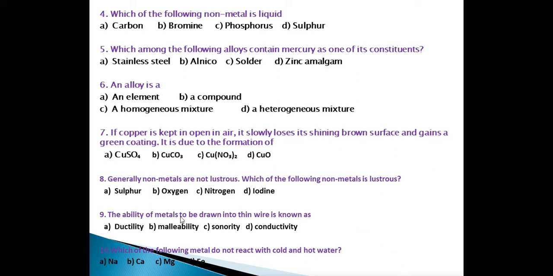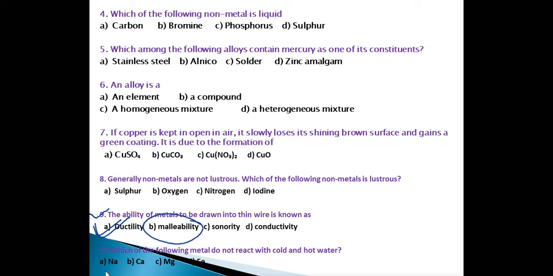The ability of the metal to be drawn into thin wire is known as, what do we call that property in which metals are drawn into thin wire? We call it ductility. Ductility is a property of a metal in which it is drawn into thin wire. And what about malleability? Malleability is a property of a metal in which it is beaten into thin sheets.